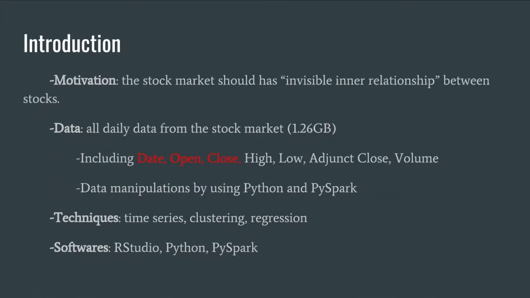First of all, according to the rule of the stock market, there is an invisible hand behind the market, which means the stock market should not be predictable. But we think the stock market has some invisible inertia relationship between the stocks.